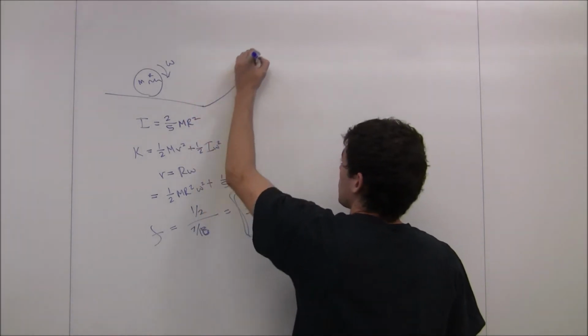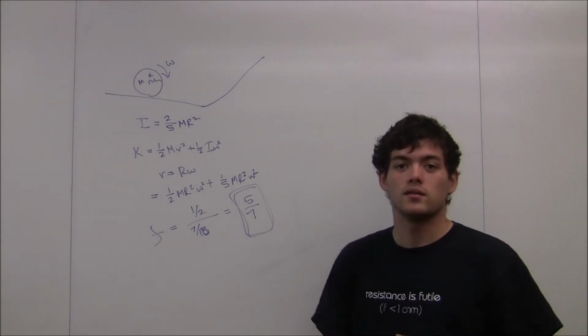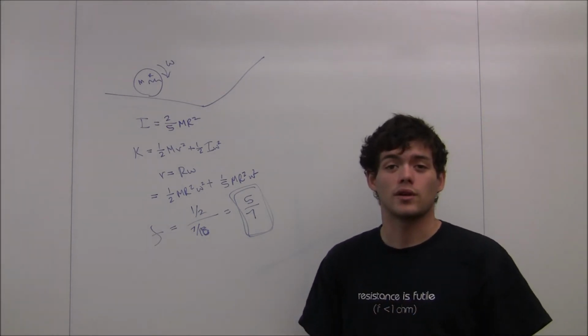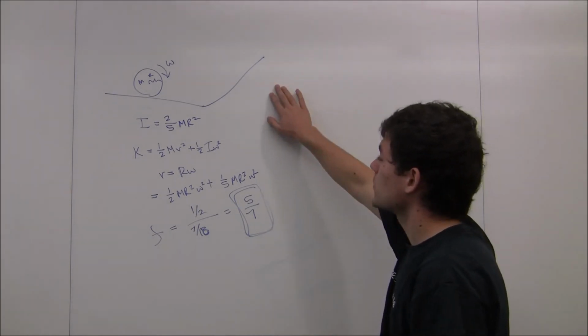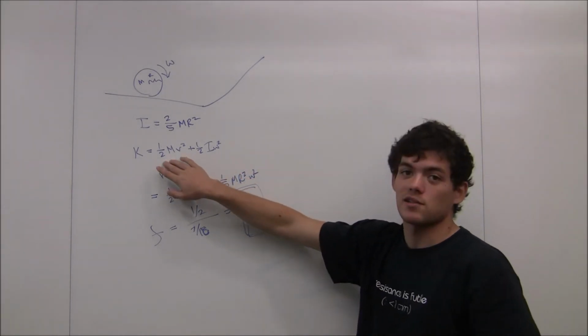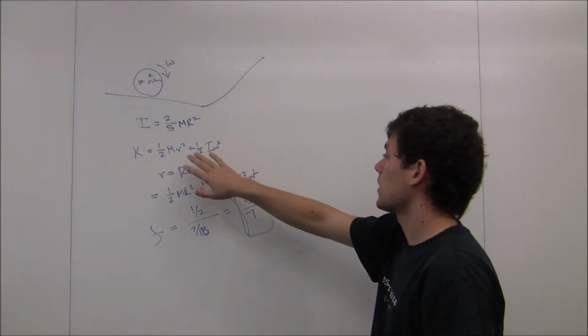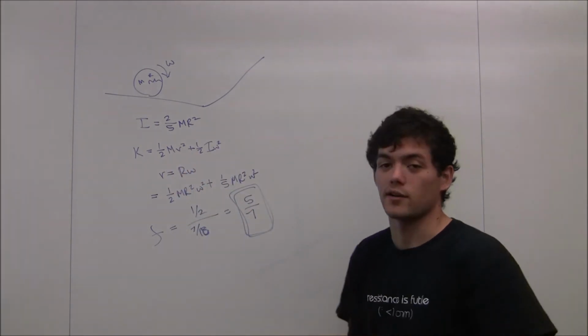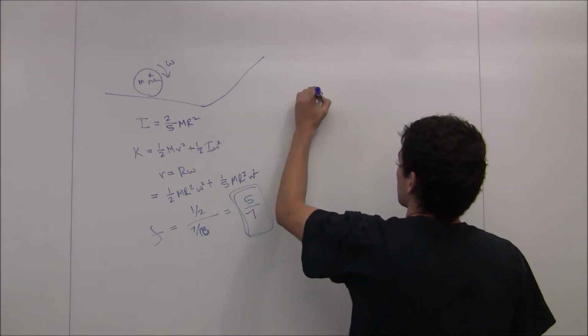Now we're told that the ball begins to roll up a slope, and we're asked what maximum height h the ball will achieve before it stops moving. So now when it stops moving, it loses both translational kinetic energy and rotational kinetic energy. So we're just going to convert this entire thing into gravitational potential energy. This tells us that EI equals EF.